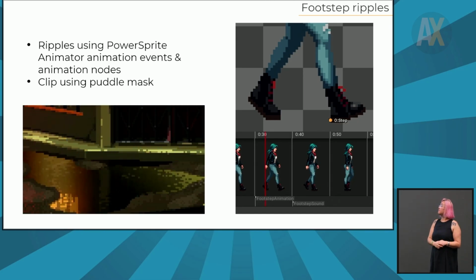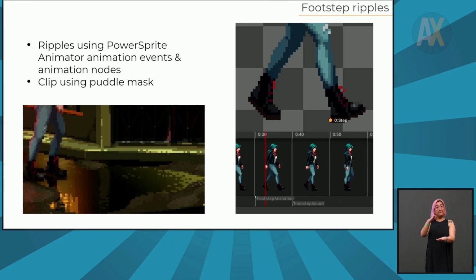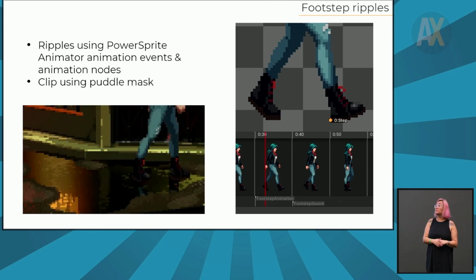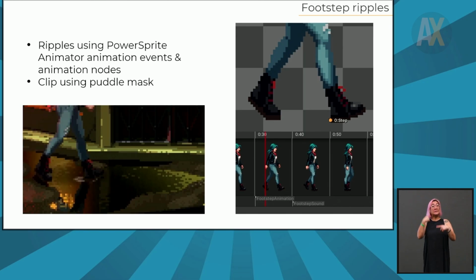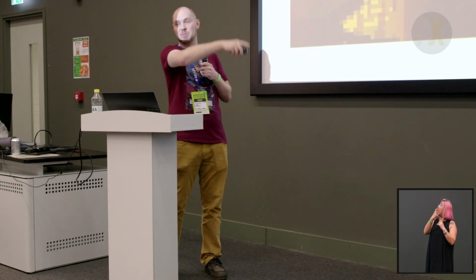We also added in footstep ripples as Kathy walks over puddles. So in Kathy Rain Director's Cut, we implemented footstep sounds that would trigger as part of the character's walk animation using Power Sprite Animator, which is a tool on the right there, which I highly recommend if you're using sprite-based animations. I think Powerhoof made it.